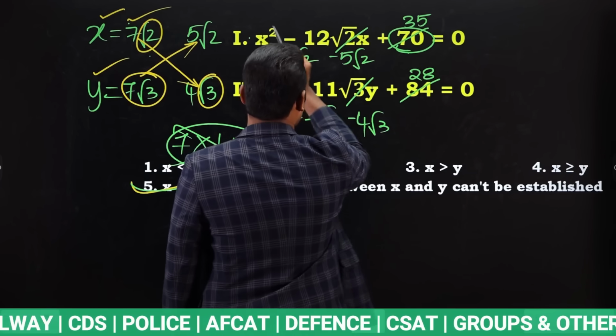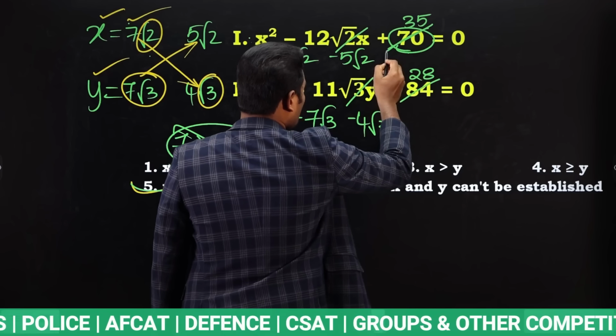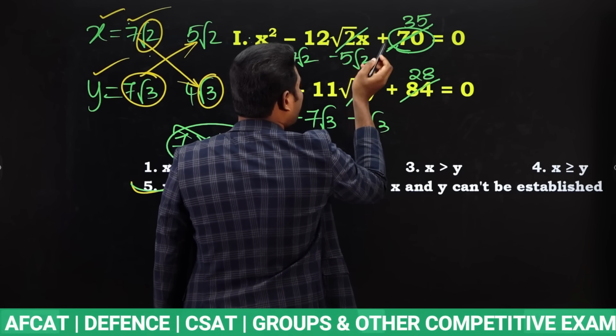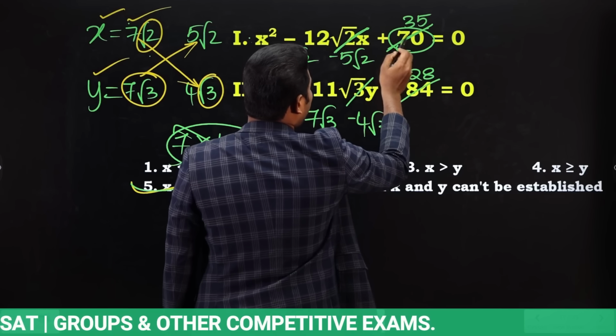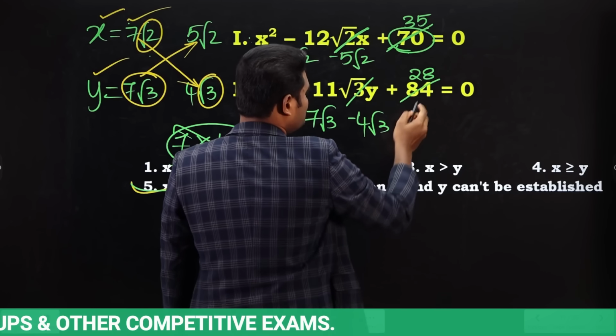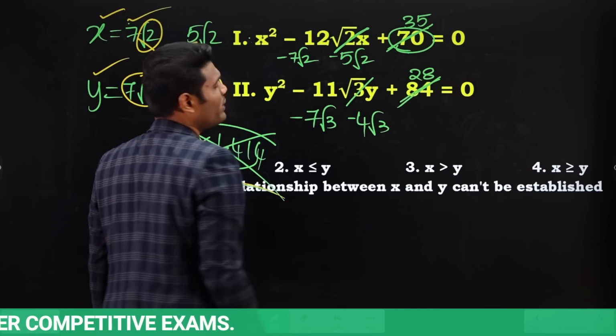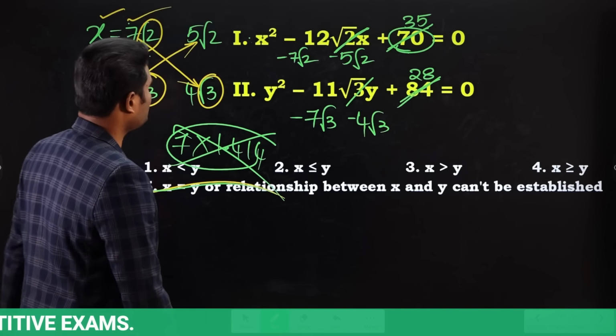Simply you can cancel either the a value or c value with whatever value you have inside the root. Inside the root you have 2. So 70 cancels into 35 times. Similarly 84 cancels into 3, 28 times. Just to simplify, nothing more than that.